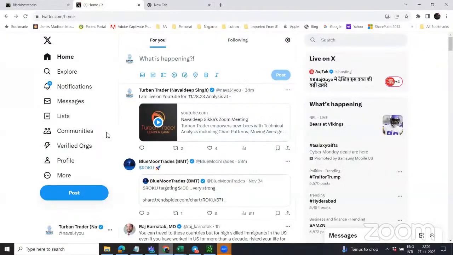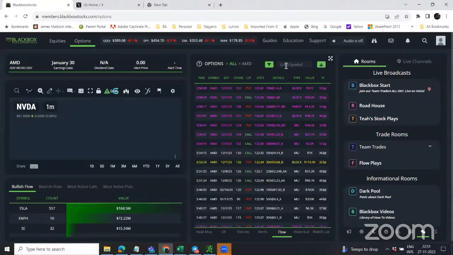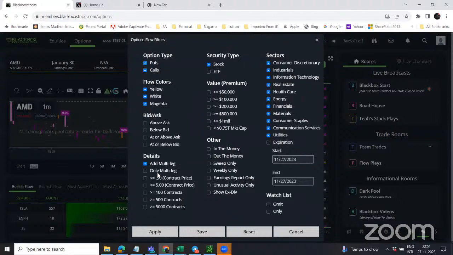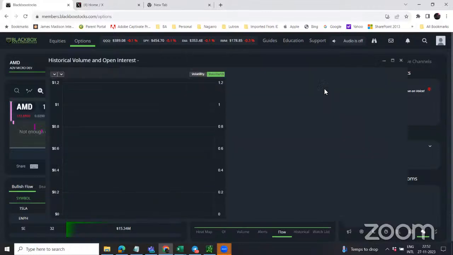Let's look at if we have any AMD related flow. So what I want to check is also from a flow perspective, let's look at the flow which is crossing 500,000 on AMD. There is 125 put which is sold as per this thing, but we will validate that. Let's look at the data.